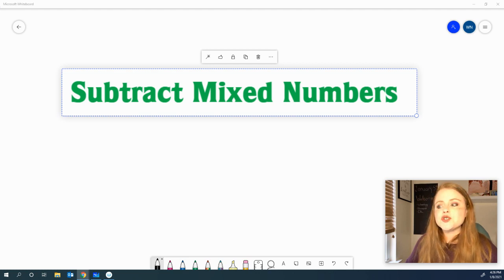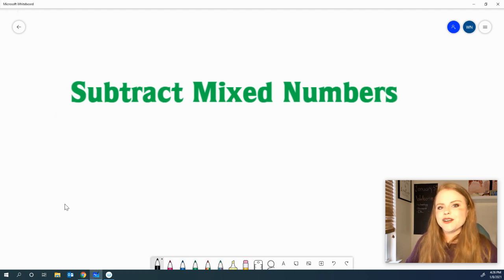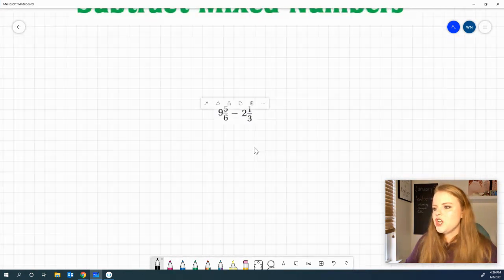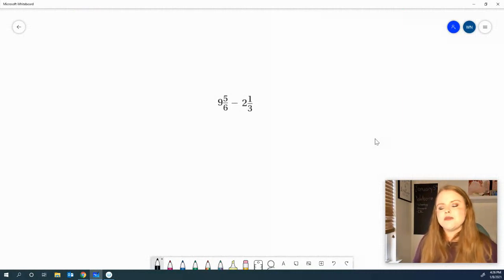In this video, we're going to be subtracting mixed numbers, hopefully with some renaming. Let's go ahead and do our very first one. We've got 9 and 5/6 minus 2 and 1/3. First thing you should notice, those denominators are not the same. So we need to find our common denominator and get our equivalent fractions.